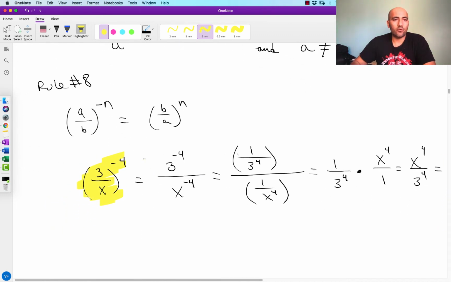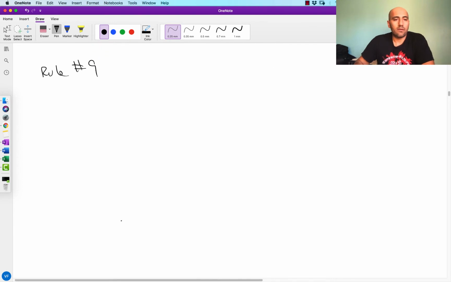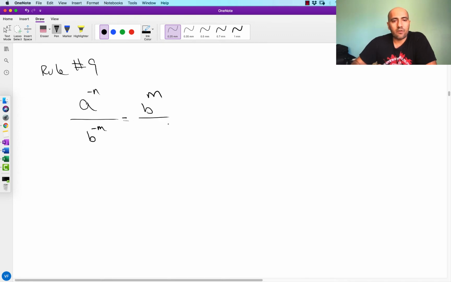And finally, the last rule we're going to look at, rule number 9, is that a to the negative n power divided by b to the negative m power is equal to, whoops, let me restate that. a to the negative n power divided by b to the negative m power is equal to b to the positive m power divided by a to the positive n power. Good. And again, let's illustrate that with an example.